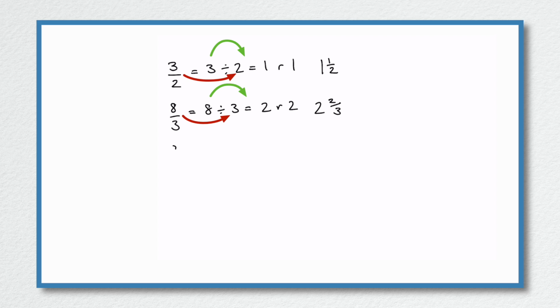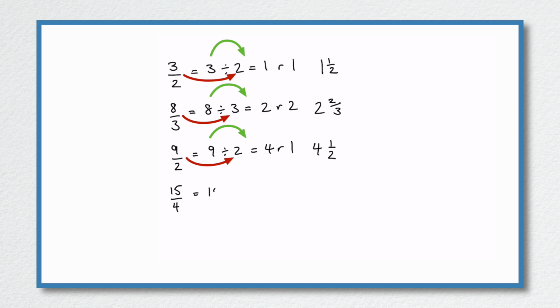Let's have a look at this one. 9 over 2, or 9 halves. Well, 9 divided by 2 is equal to 4 with a remainder of 1. So we have 4 whole ones and a half left over. I'm going to do 2 more examples. If you want to pause the video at any time to have a go at the questions yourself before I go through the answer, then do so.